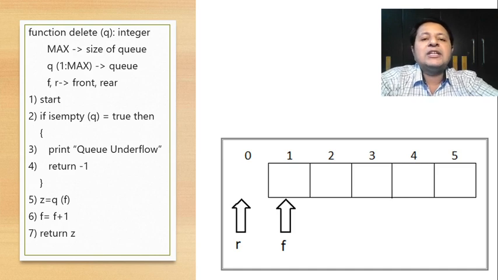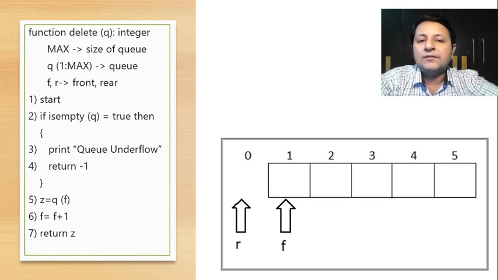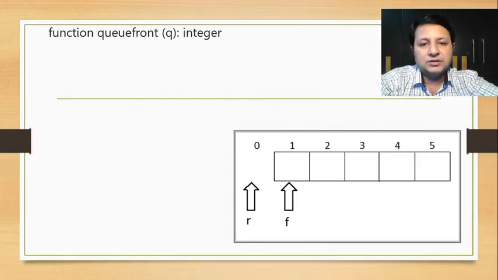Now, as we had stack top in my stack, which was supposed to give you the topmost element of the stack without popping it, similarly, here I'll have queue front, which will be used to return the copy of the frontmost element without deleting it from the queue. Fine, so let's look at the queue front function.